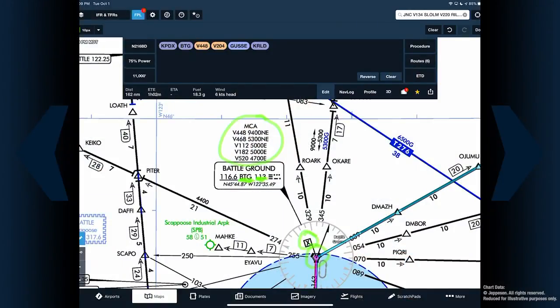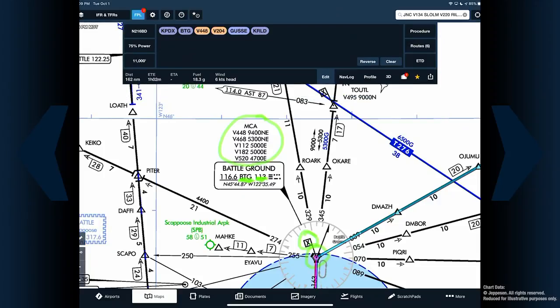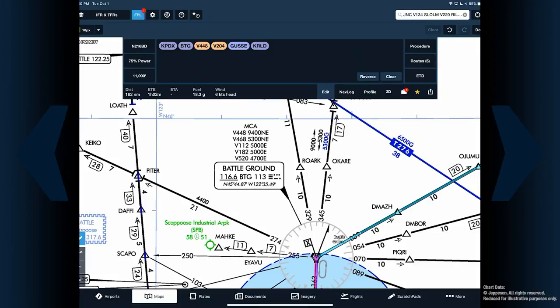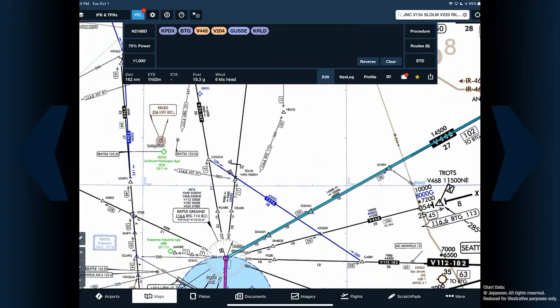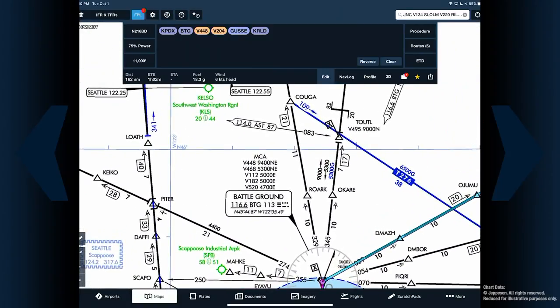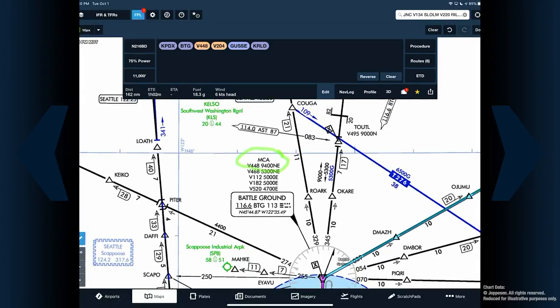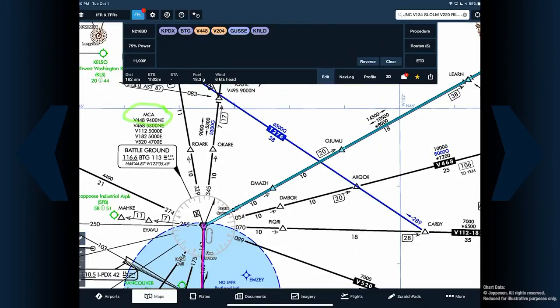You'll also notice, if we go to the top, we have this box, which corresponds to the X flag. And those are minimum crossing altitudes. So let's walk through them. I'm going to clear this for a second. We know that we'll be joining Victor 448. So when you look at a minimum crossing altitude, you're going to look for altitudes that apply to your airway or route section. And you can see we have one, Victor 448, 9,400 feet northeastbound. Okay, and if you look at our flight plan, that matches up. We're going direct to the VORTAC. We'll probably be climbing to our assigned altitude, but then we would need to cross that Battleground VORTAC at 9,400 feet to safely climb along Victor 448 northeastbound.